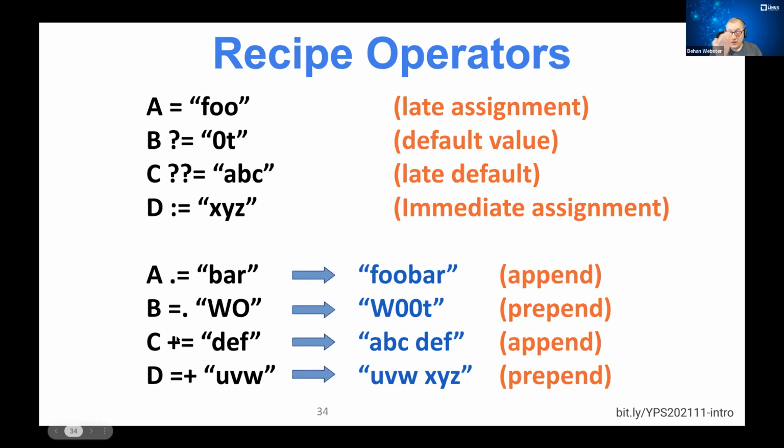Plus equals works like it does in make. So this will do an append, but with an implicit space. And so up here, C is ABC, and we're doing a plus equals, and so it'll be ABC, D, E, F. Down here, you'll see we have a D equals plus UBW, and so you'll see that, of course, this is UBW space XYZ, based on these values up here.